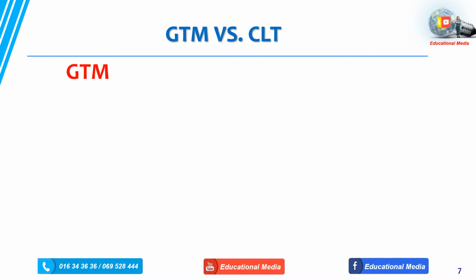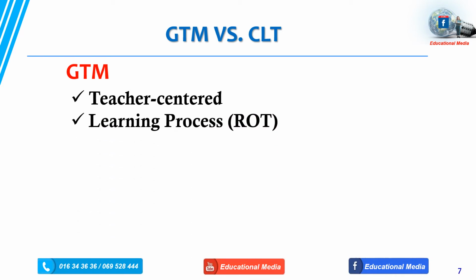In the previous slides, you already understood what GTM is and what CLT is. So now in this slide, I will explain to you the differences between the teacher and student roles in each method. So the first one is GTM. Teacher center. Teacher center means the teacher has the main role in the classroom. Learning process: all of the actions or activities will be conducted and controlled by the teacher. Teacher talking time: the time of talking by the teacher will be maximized.